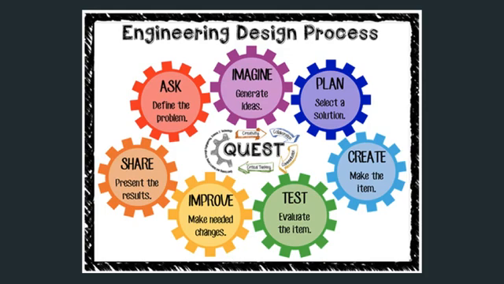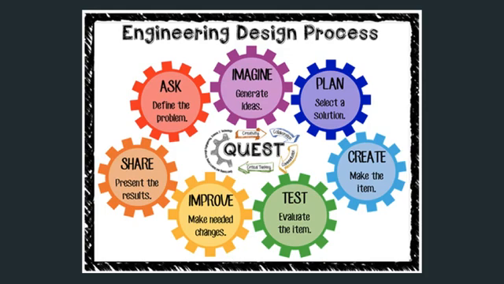The first gear is the red one, which says ask. You are defining the problem that you need to solve with this step. The second step is imagine in the purple gear. This is where you generate your ideas and you brainstorm. The third step is to plan. That is the blue gear. This is where you select a solution from your ideas that you have written down or thought of.